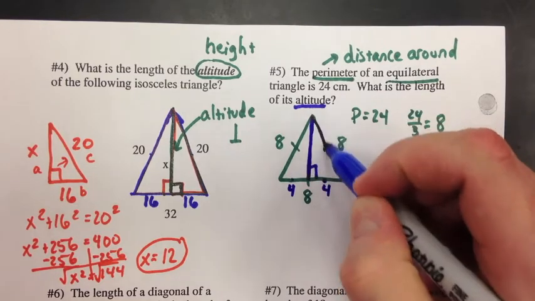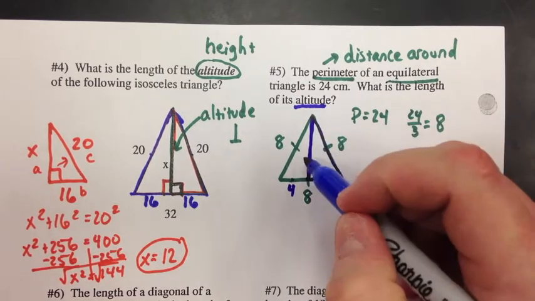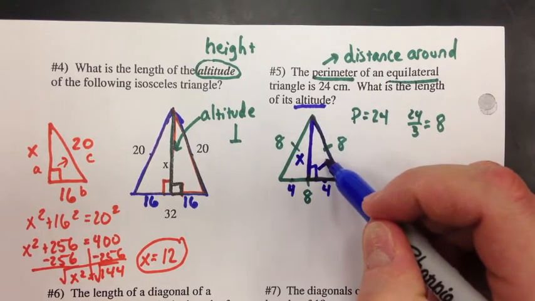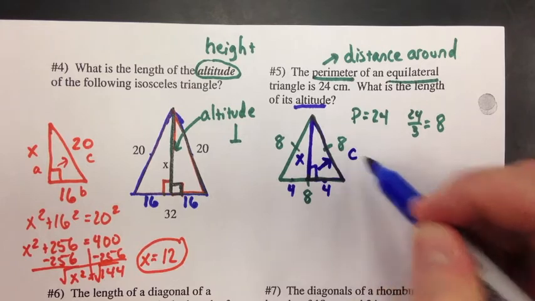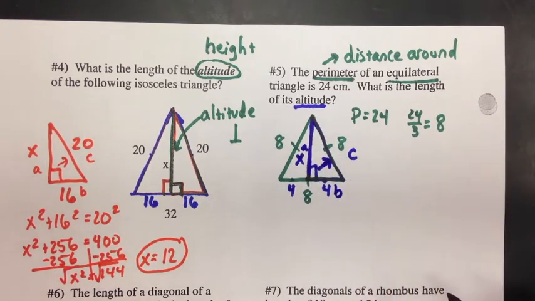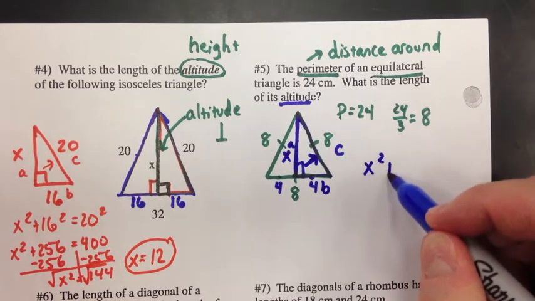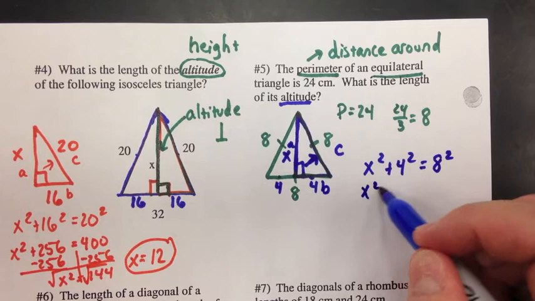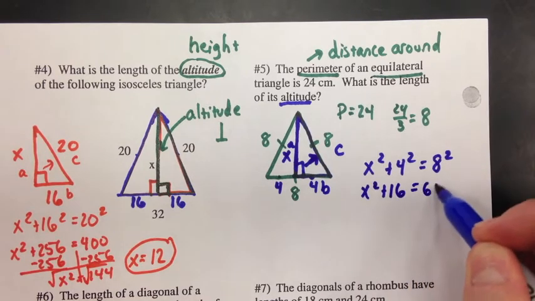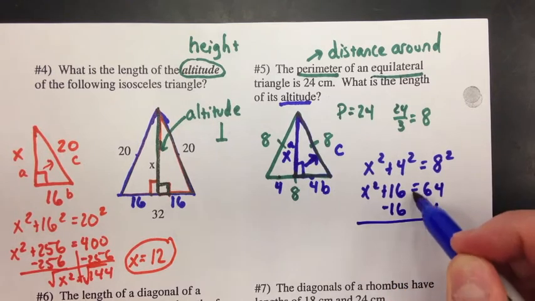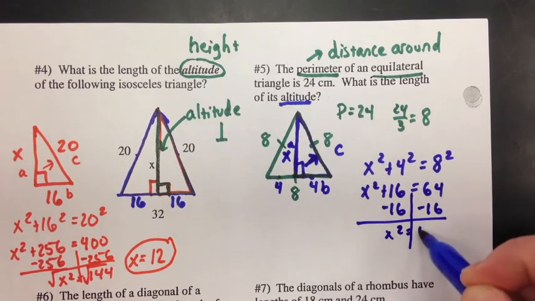Now, notice that we have a right triangle. The altitude, we'll call it x. The hypotenuse is opposite 90, so that's the 8. That's my c, and then here's a and b. So we've got x squared plus 4 squared equals 8 squared. So we go through here, that's 16 and 64 minus 16. So we get x squared equals 48.